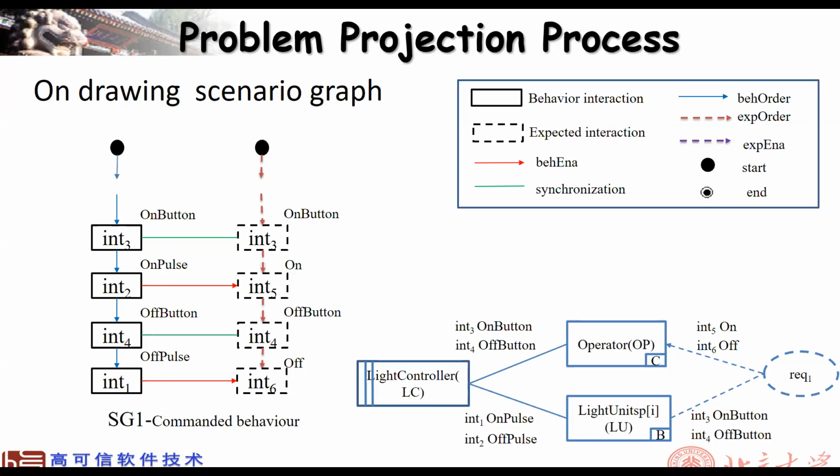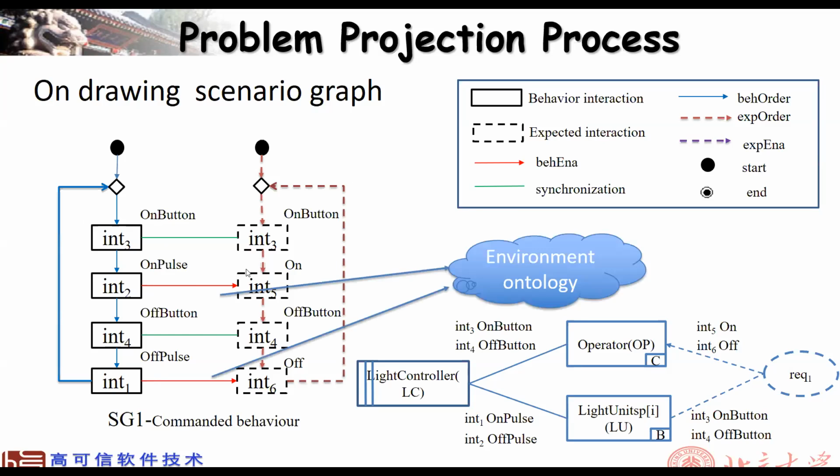Some of you maybe want to know why the requirements, how the environmental ontology is used in here. Yes, we want to say here, the red lines from the on pulse to on, the enable, are from the environment ontology. Because on the state transition diagram, we said on pulse will trigger the state being on, and the off pulse will trigger the state being off.